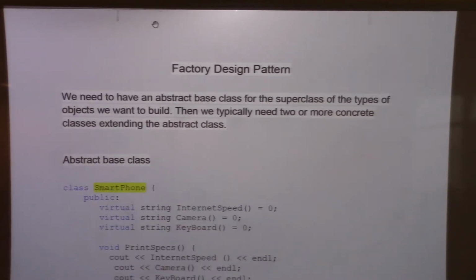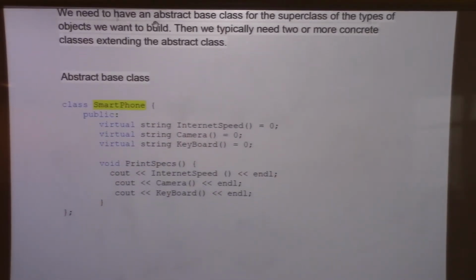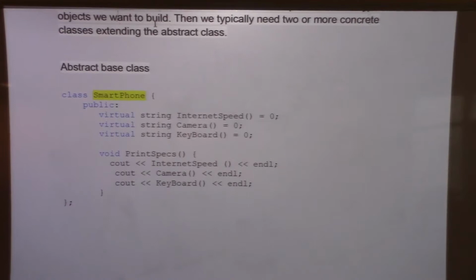So I can just go quickly here. Let's say we have an abstract base class. So we have a class called smartphone. It's an abstract base because it's pure virtual here. So print specs will print all of the internet speed, the camera, and the keyboard, but none of these things are going to be actually implemented. So we have an abstract base.